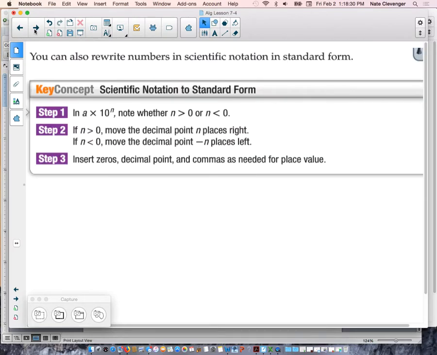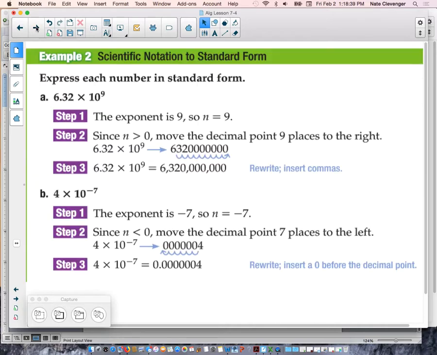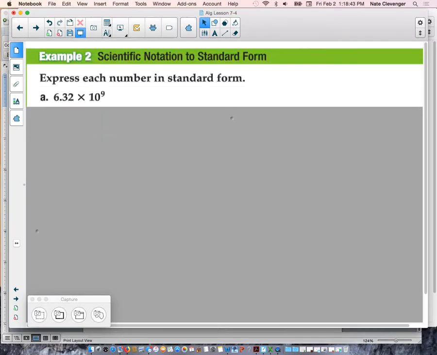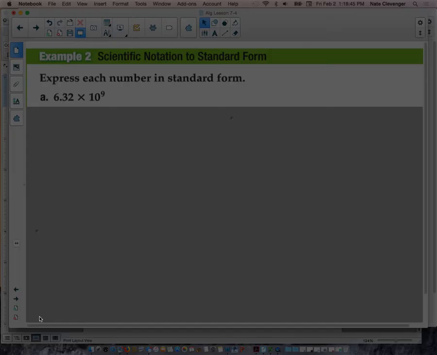Okay. Now we can also rewrite scientific notation in standard form. This is where we get into some people having a little bit more issues, although it's still not super difficult.